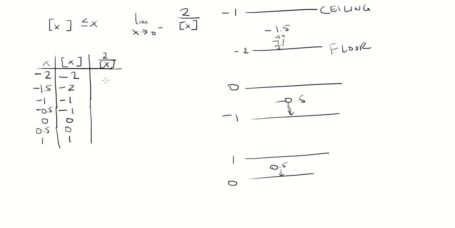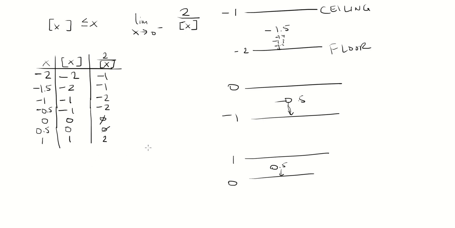And so now we do 2 divided by that. So 2 divided by -2 is -1. And then 2 divided by -1 is -2. 2 divided by 0, that is undefined. But then 2 divided by 1 is 2.